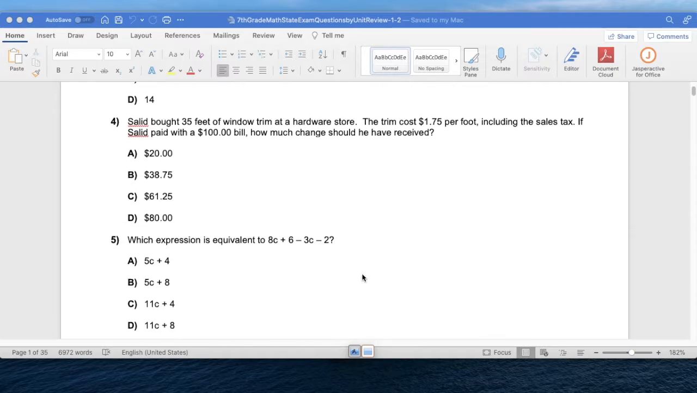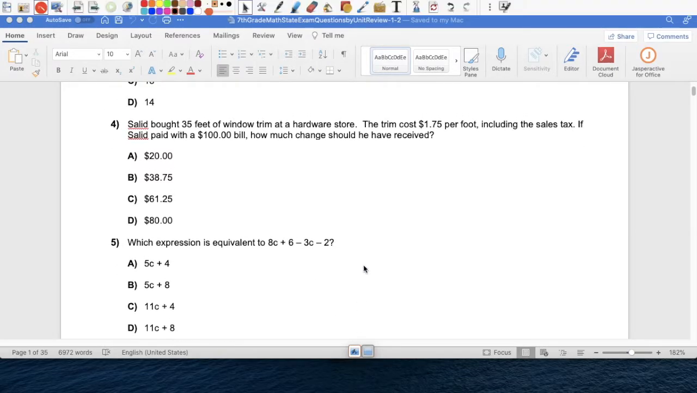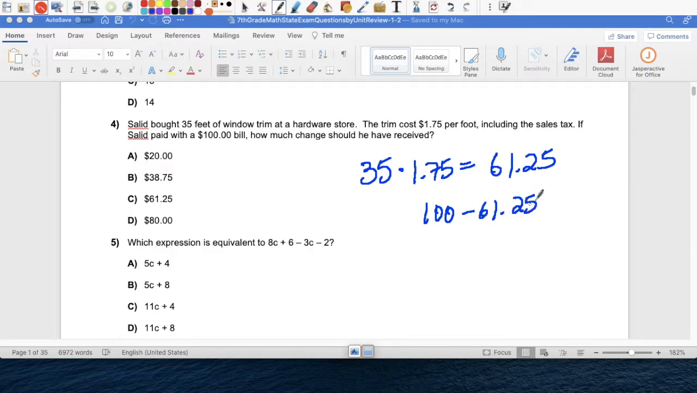4. Sally bought 35 feet of trim at a hardware store. The trim cost $1.75 per foot, including the sales tax. If she paid with a $100 bill, how much change should she have received? So 35 feet times 1.75, right? Because every foot is 1.75. So let's multiply 35 times 1.75. That gives us $61.25. So if you pay with $100, let's see how much change you get. You get $38.75.